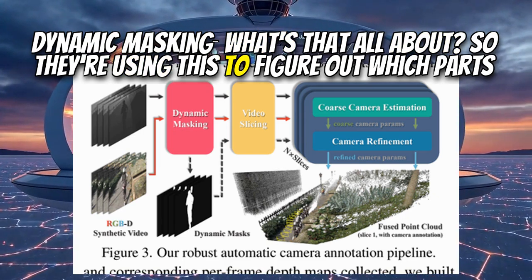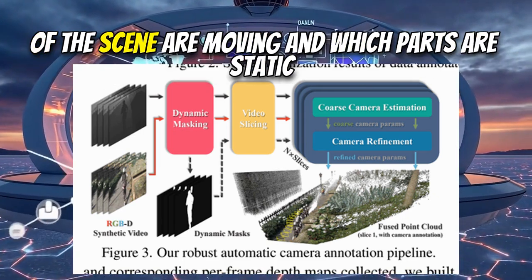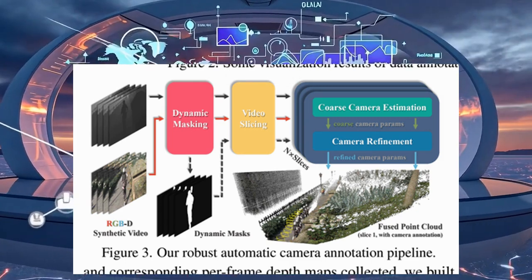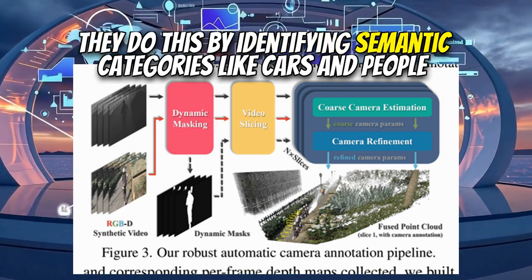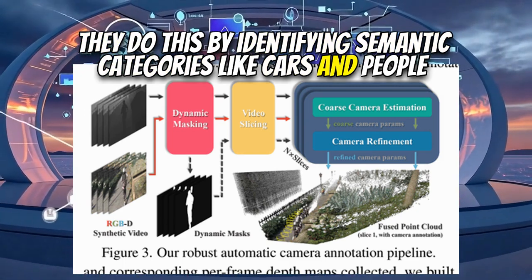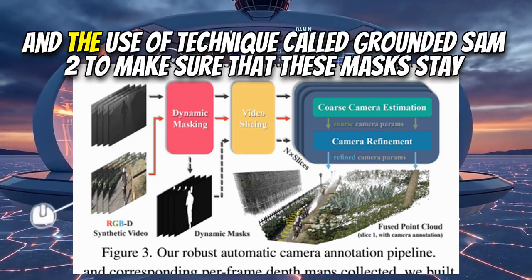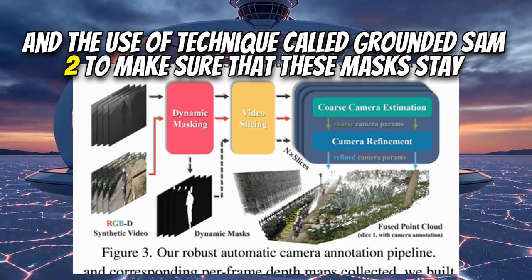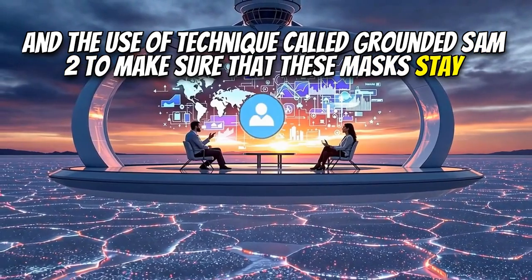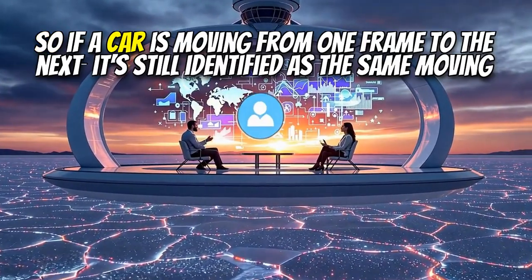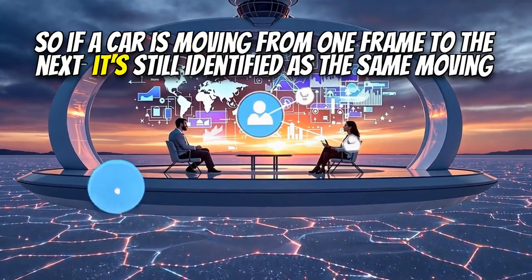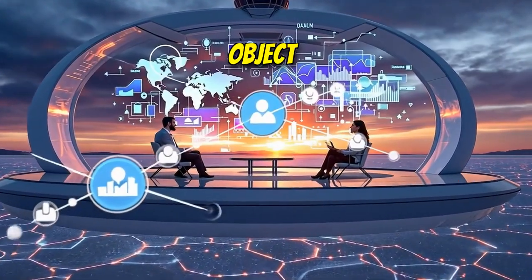So they're using this to figure out which parts of a scene are moving and which parts are static. They do this by identifying semantic categories like cars and people. These are things that are typically going to be moving in a scene. Makes sense. And they use a technique called Grounded SAM2 to make sure that these masks stay consistent over time. So if a car is moving from one frame to the next, it's still identified as the same moving object.